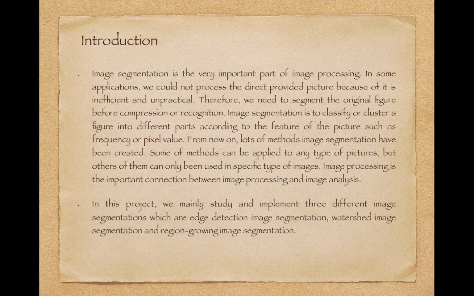From now on, lots of image segmentation methods have been created. Some methods can be applied to any type of picture, but others can only be used on specific types of images. Image segmentation is a very important connection between image processing and image analysis. In this project, we mainly studied and implemented three different image segmentations, which are edge detection image segmentation, watershed image segmentation, and region growing image segmentation.